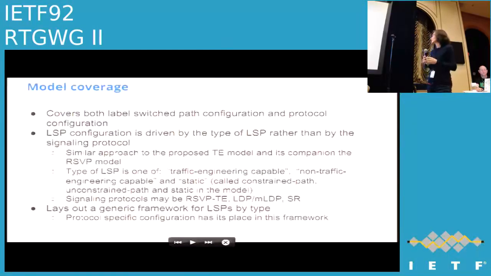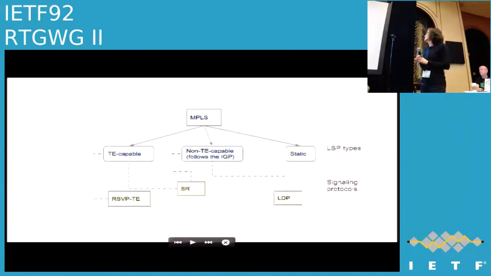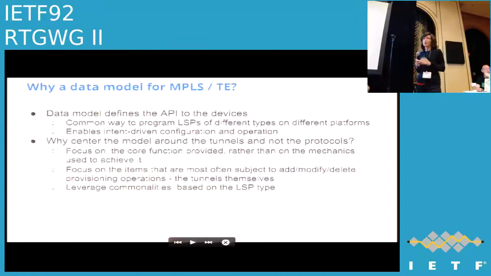So why a data model at all? Well, we all know why a data model, because we want to have intent-driven configuration and operation. And if that is the goal, then what this means is that you want to focus the model around the core function that is provided. And that core function is the label switch paths themselves. It's not the protocols, the mechanics that are used in order to achieve this. So the focus is on the items that are most often subject to change, and these are the LSPs. I don't think any of us is changing their RSVP timer configuration very often.